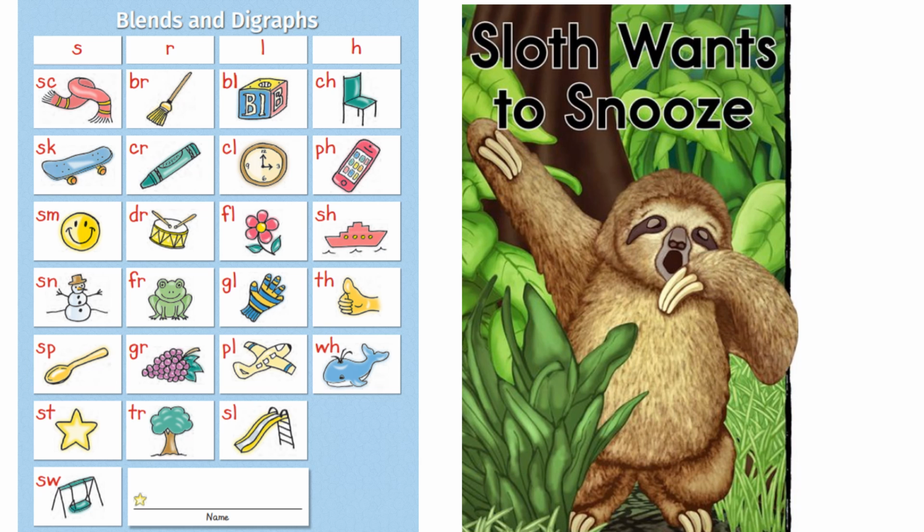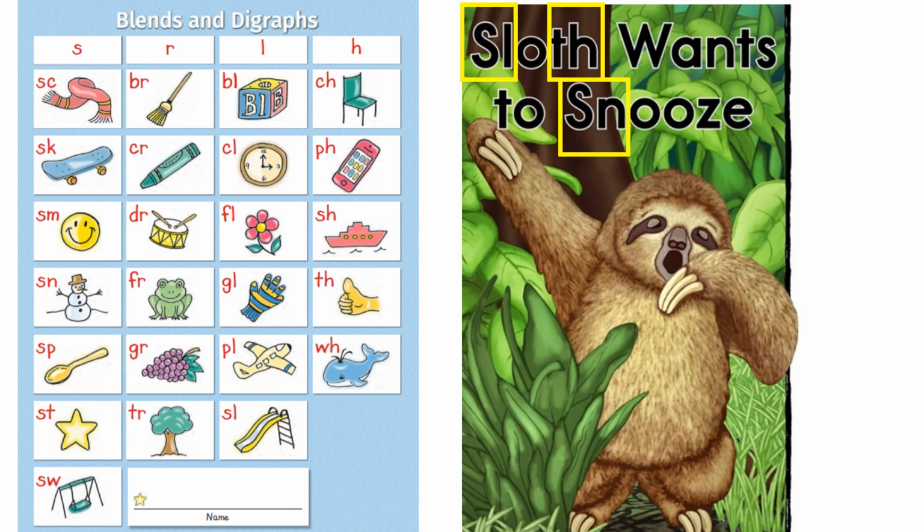Let's read it together. Sloth wants to snooze. Do you hear any blends and digraphs? Once you notice a blend and digraph, write it on your board or on your paper. Write it down. Did you find these blends and digraphs?